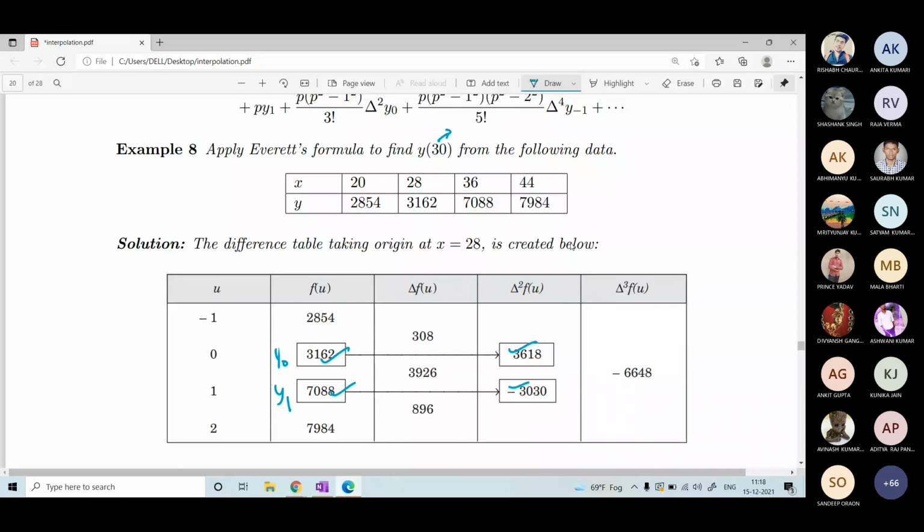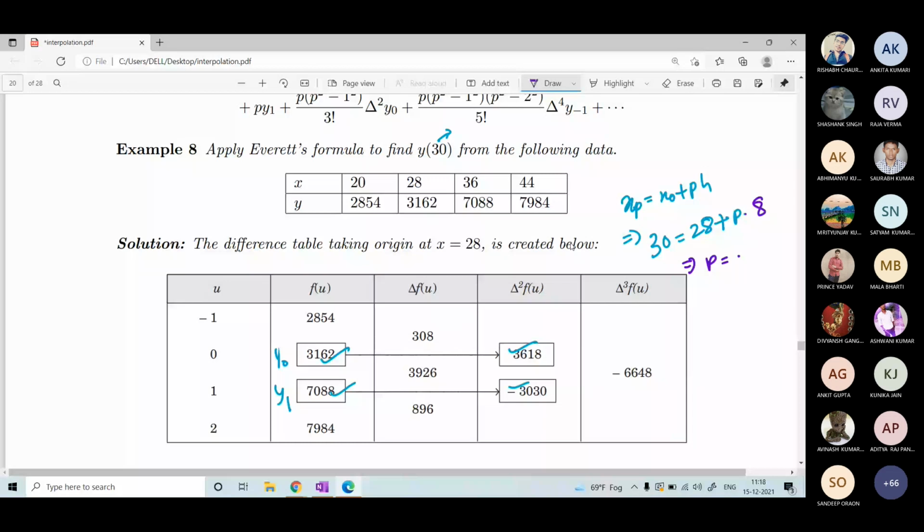So what is P here? Tell me again. Xp is what? X0 plus P into H. So that will give you 30 equals 28 plus P into H. What is H? 8. So that will give you P equals 0.25.